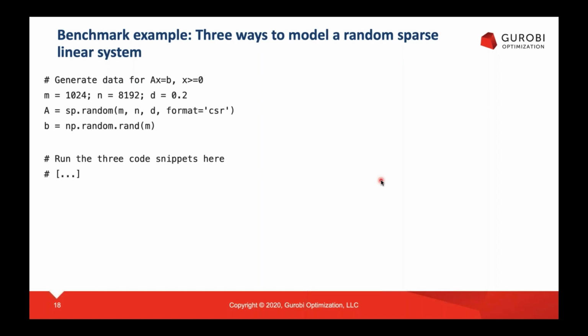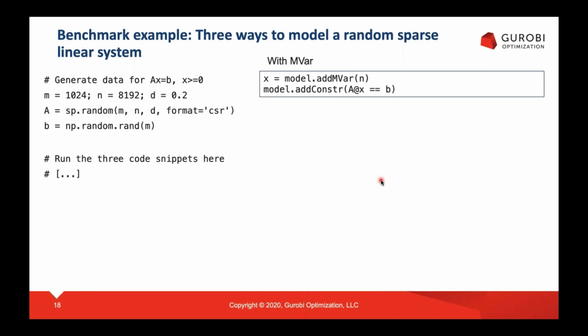So here's one example that I want to run through with you that underlines this a little bit. Let's go back to our random sparse linear system, but let's crank up the dimension a little bit. Now we do it for 1024 rows, 8192 variables, and again density 20%. We just generate a random sparse matrix and a compatible-sized right-hand side vector. And this was the optimization model you would have to write down using an MVar. Now I sat down and tried hard to come up with the most efficient way to write this optimization model without MVars.